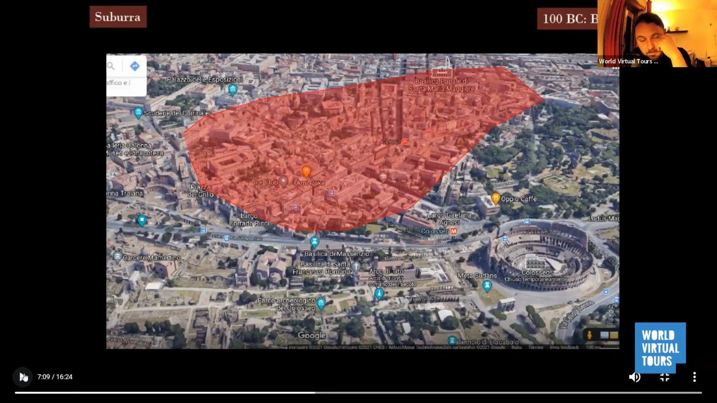Right behind the Roman Forum, we had this red area. The red area is named Suburra. It was the district where Julius Caesar was born. You see the Colosseum on the right side. It was one of the most famous districts of Rome because it was poor, violent, dirty. This is where the plebs were living, okay?